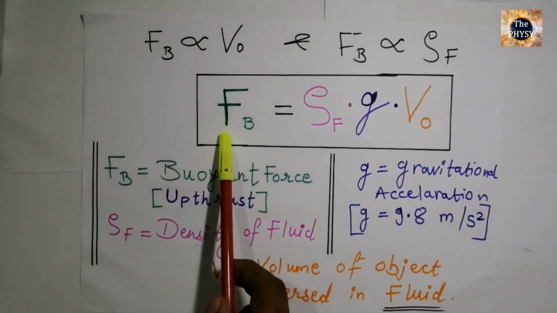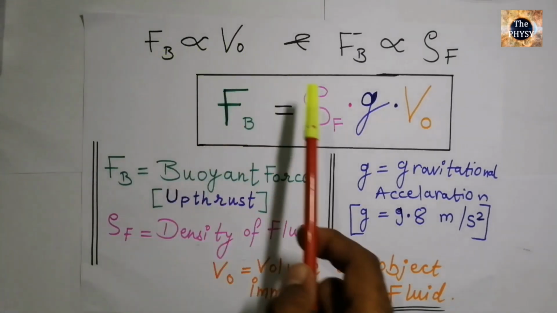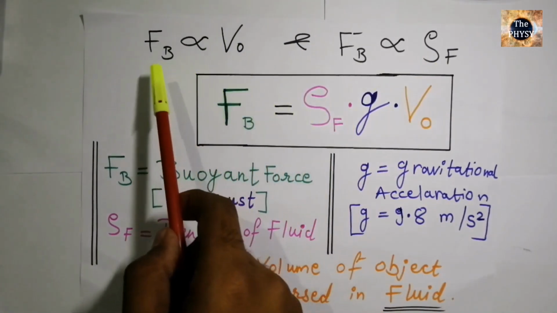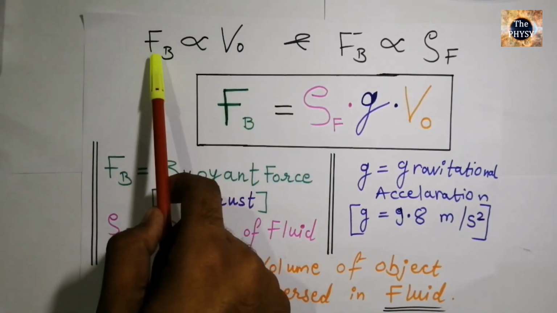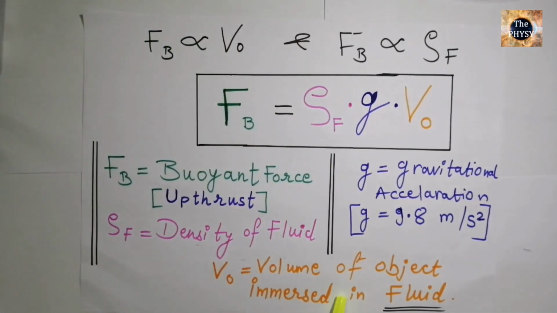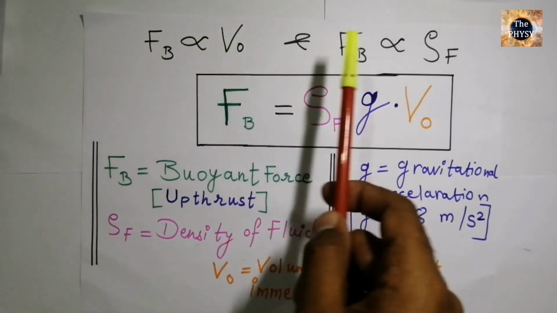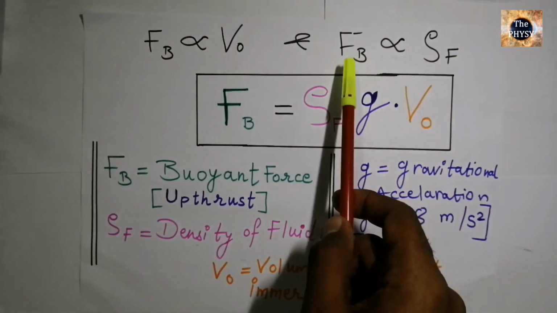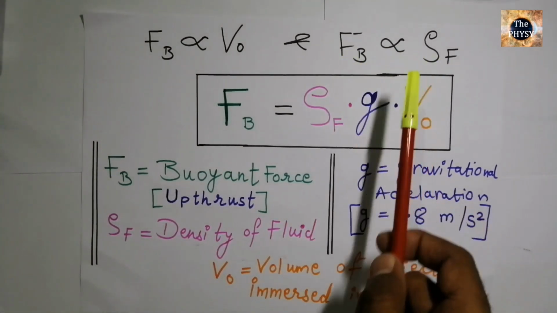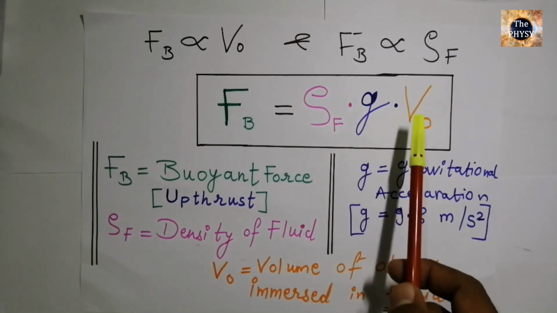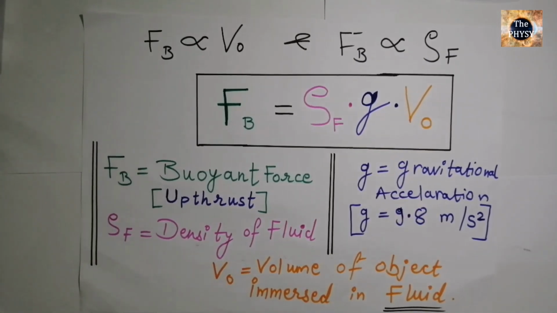Guys, here the buoyant force Fb is directly proportional to VO as well as rho f. I can say from this that as the volume of the object increases, the buoyant force will also increase, and vice versa. Also, as the density increases, the buoyant force will also increase, and vice versa. So Fb is equal to rho f multiplied by g multiplied by VO. This is the formula of the Archimedes principle.